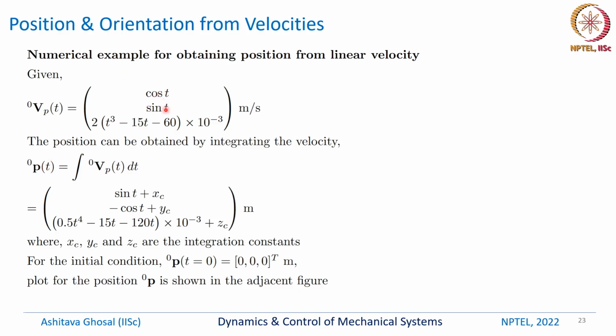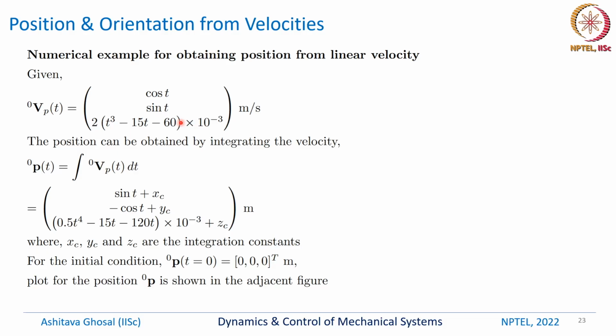If the linear velocity of the point is given, you just integrate. And if you integrate, you can see integration of cos t is sin t plus some constant, sin t is minus cos t plus some constant, and integration of this is given by this. So these xc, yc, zc are the integration constants. So if I assume that its initial conditions are 0, then we can obtain the position vector given this velocity vector.